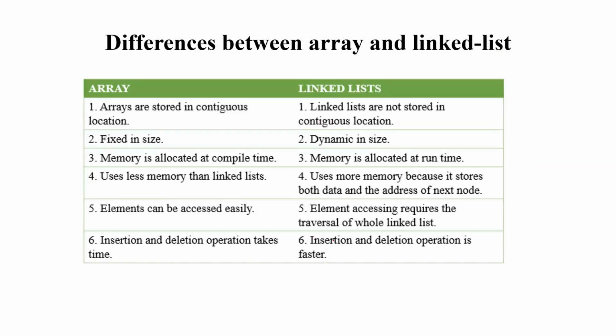Now we will compare the array and linked list. Arrays are stored in contiguous locations. As I told you, linked lists are not stored in contiguous memory locations, although they are sequential in nature. Array is a static data structure, which means the size is fixed. Linked list is a dynamic data structure, which means the size can be changed at runtime. Third point, in an array the memory is allocated at compile time. In the linked list, memory is allocated at runtime.